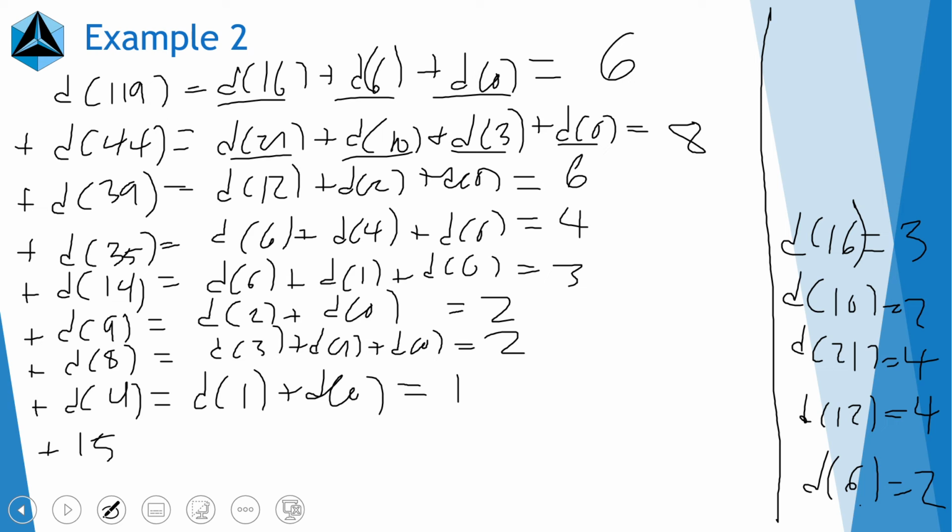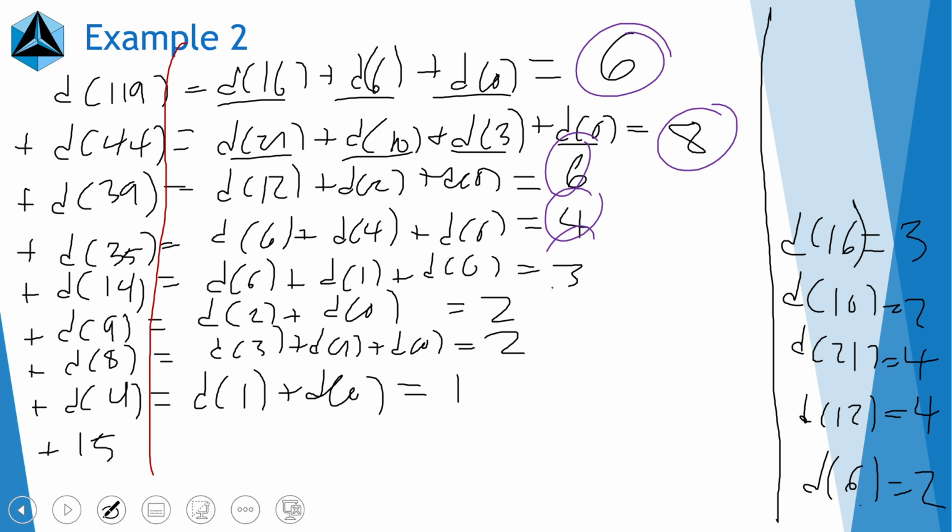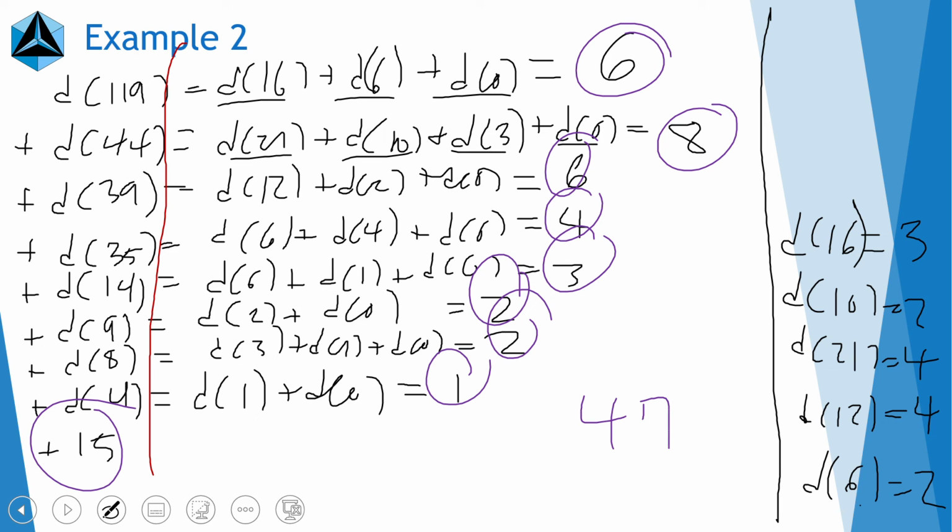So now we've actually computed all of these values. I remember that our answer that we wanted is just like this on the side. So plugging these all in together, we need to find what 6 plus 8 plus 6 plus 4 plus 3 plus 2 plus 2 plus 1 plus 15 is. From quick computations, this answer is going to be equal to 47. That is our answer.